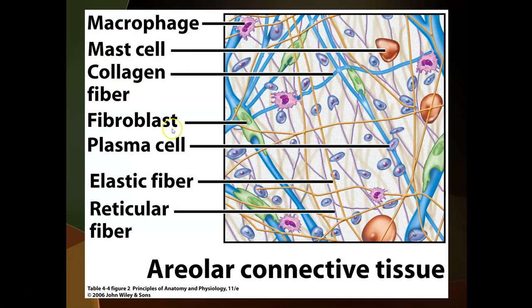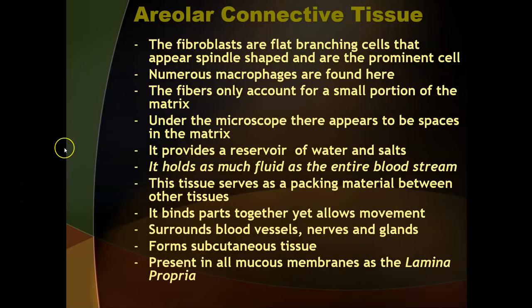So we see here we've got fibroblasts, which will go on to make fibers. We have elastic fibers here, which is the one that you may have missed when I was doing the list. We have reticular fibers in purple, and we have collagen fibers in blue. You see lots of space in between everything, quite loose. The fibroblasts that we find here are flat branching cells that appear spindle shaped, and they are the prominent cell of this areolar connective tissue. We find lots of macrophages here.